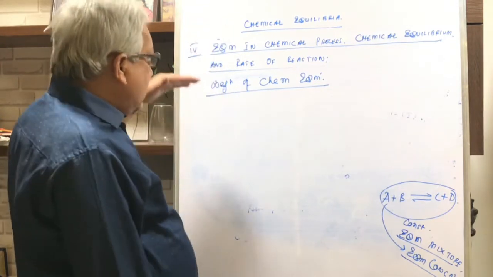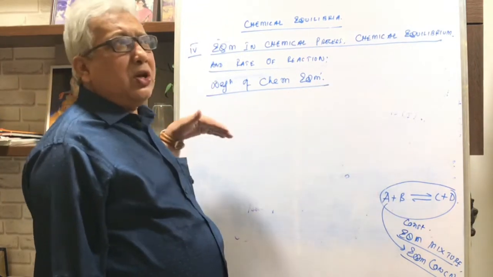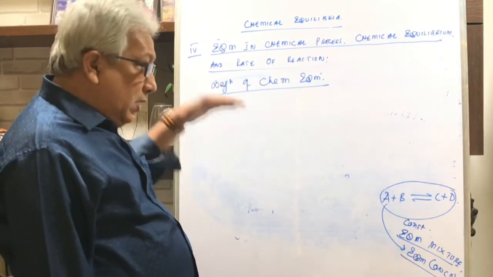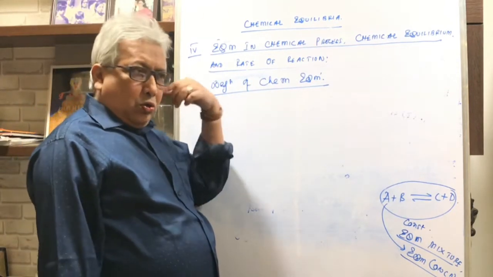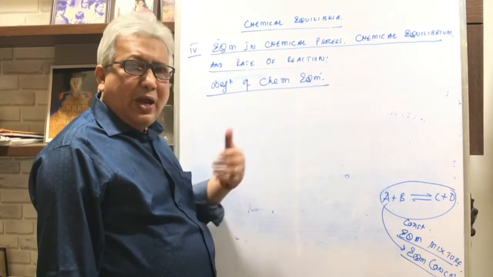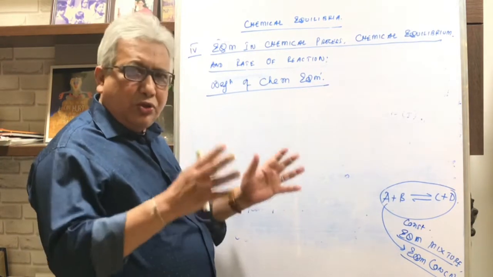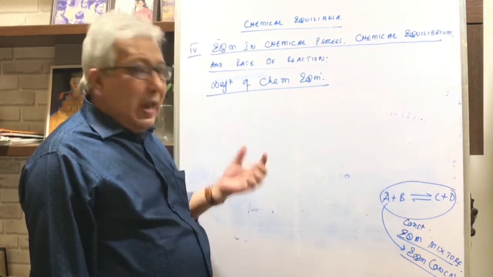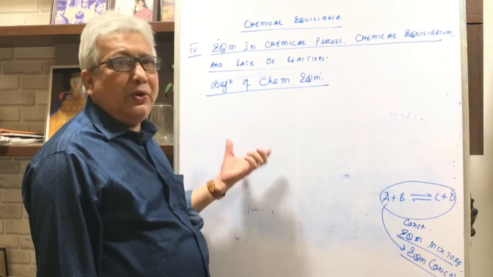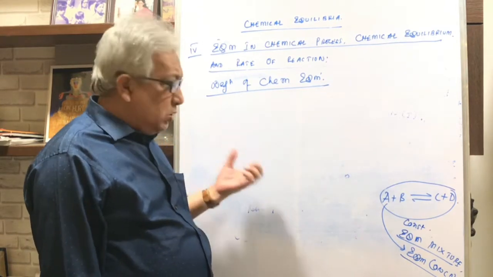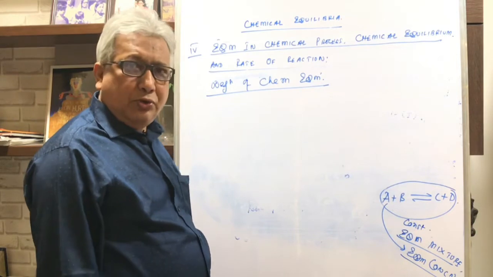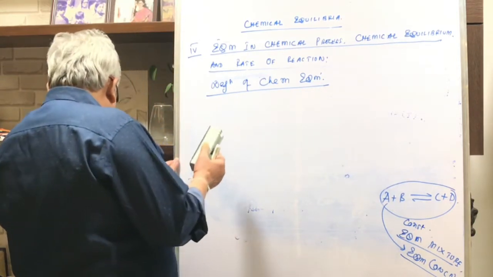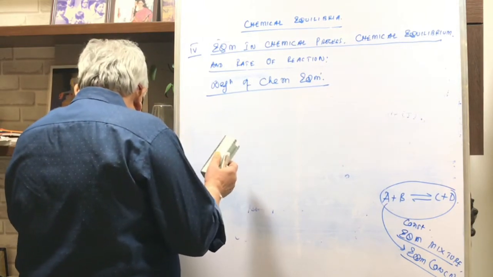So I repeat, it is the state at which the rate of forward reaction becomes equal to the rate of backward reaction. At this stage the whole mixture of the reactants and products, their concentrations have become constant, and that mixture is called as equilibrium mixture. And at this stage the concentration of each reactant and each product is called as equilibrium concentration. Is that clear to you? So we are through with the definition of chemical equilibrium.